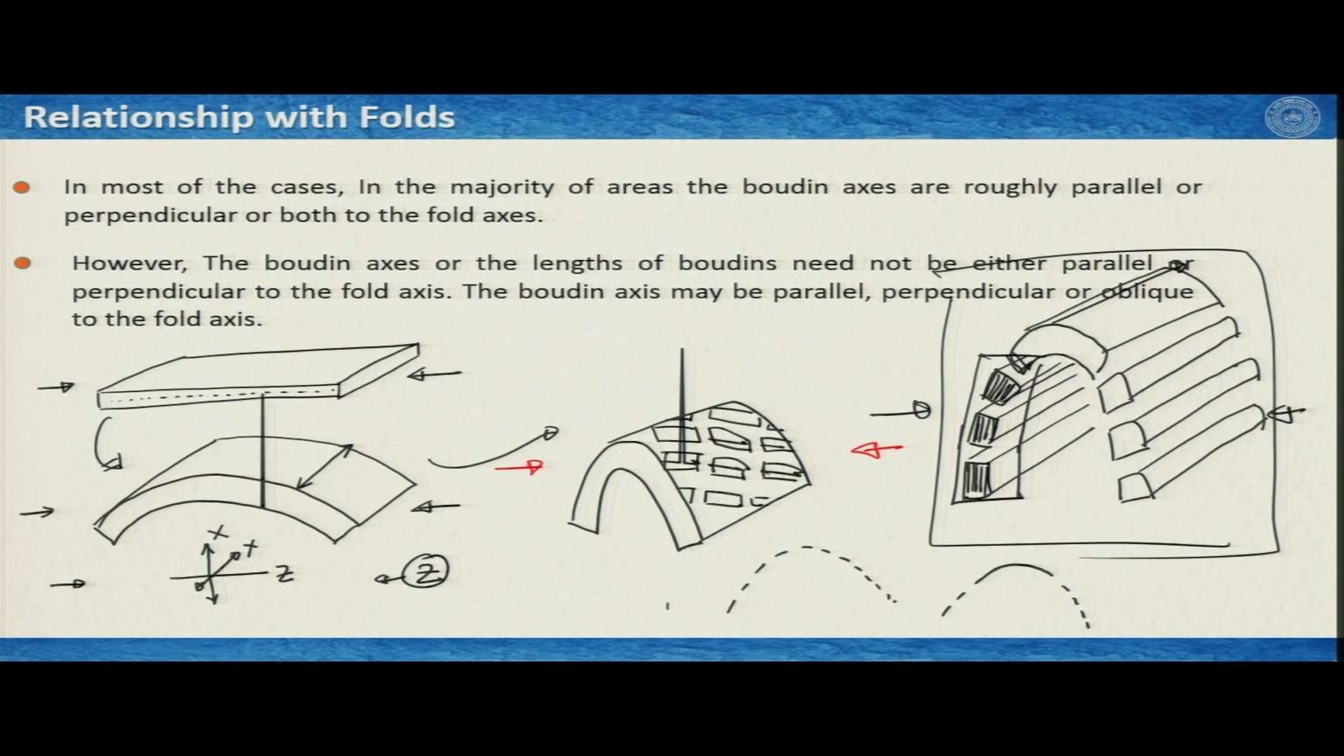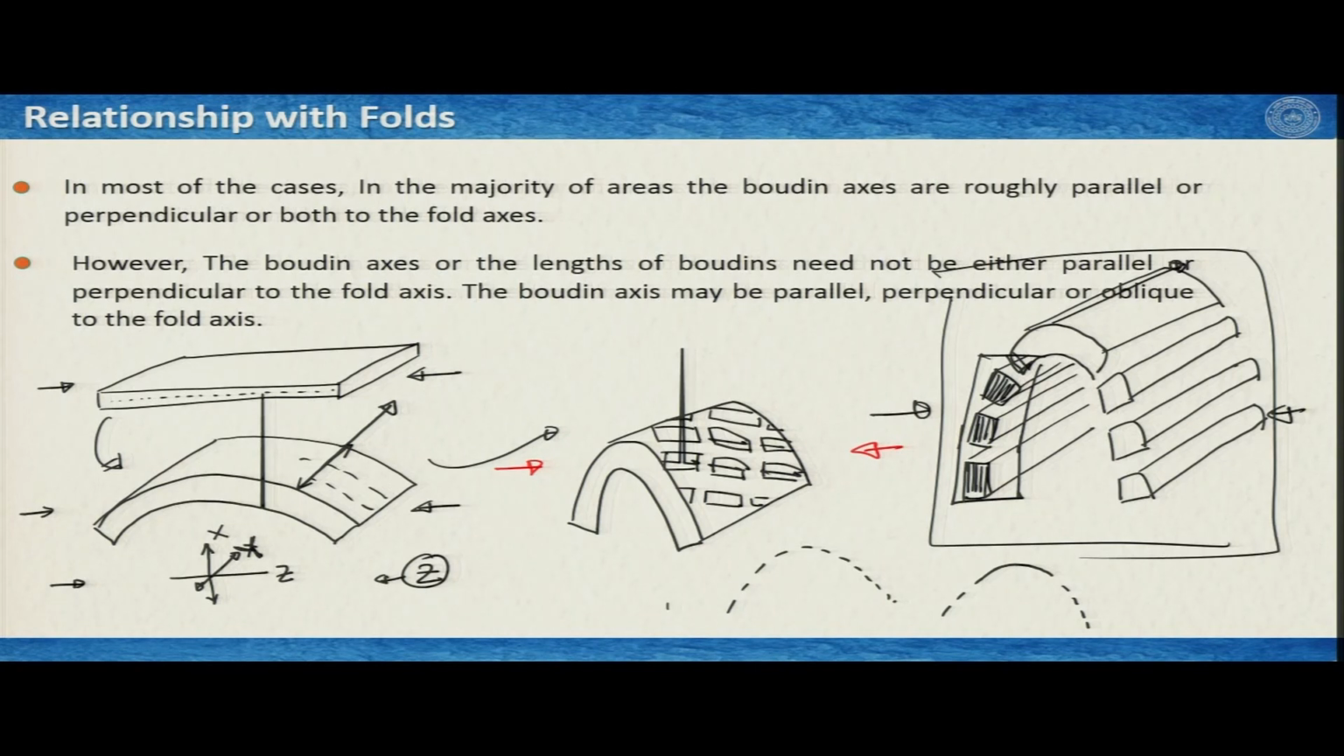Now, if there is an extension parallel to the fold axis, then the Boudinage may develop even at an early stage when the amplitude of the fold is small. This can happen when you have extension along the y direction. In that case, you can develop Boudinage along this direction, but this is again possible, but not very much seen in the field.